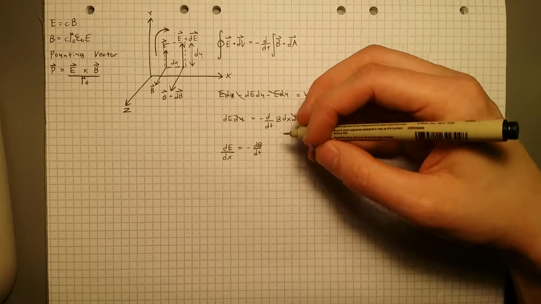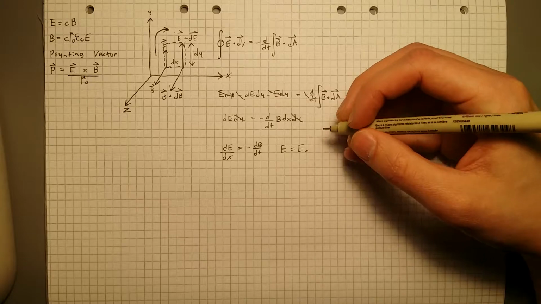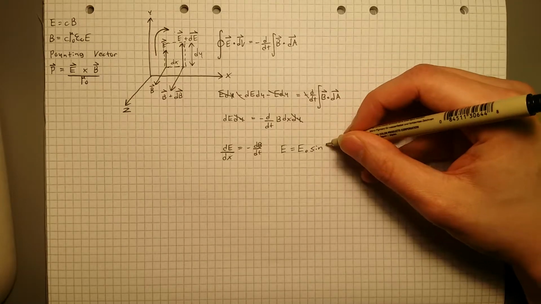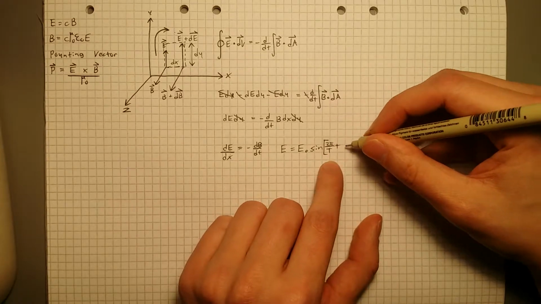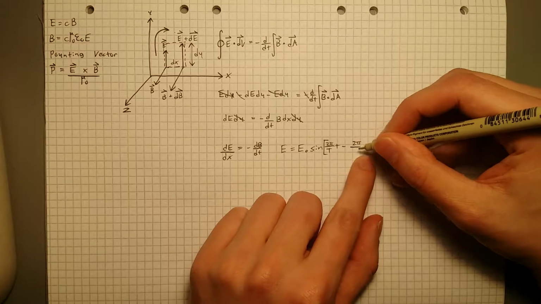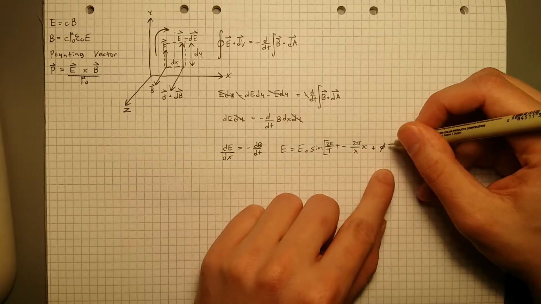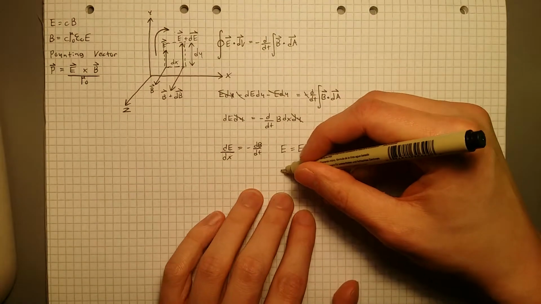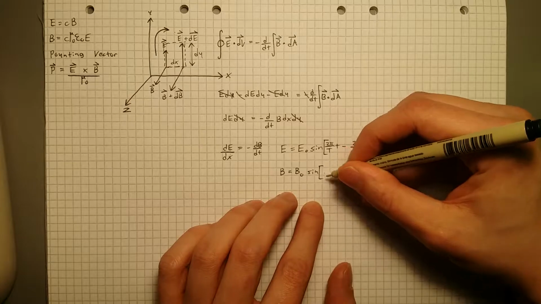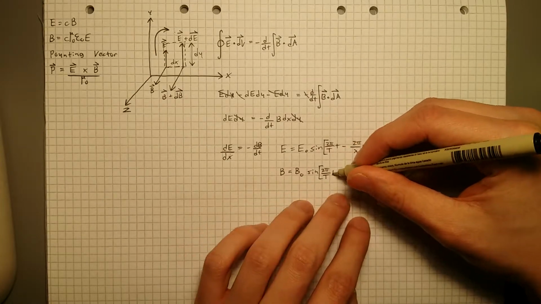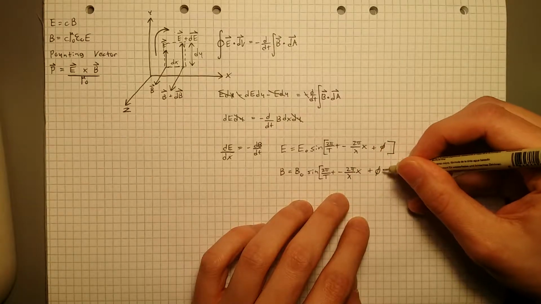Let's see. The E wave can be described like this. It is the amplitude of the wave times a sine wave, which then gives you 2 pi whenever time is equal to the period, minus 2 pi whenever x is equal to the wavelength, plus an arbitrary phase shift. Right. Now B is described exactly the same way, just with a B naught. So we're going to write that out. 2 pi over T times t minus 2 pi over lambda x plus phi.